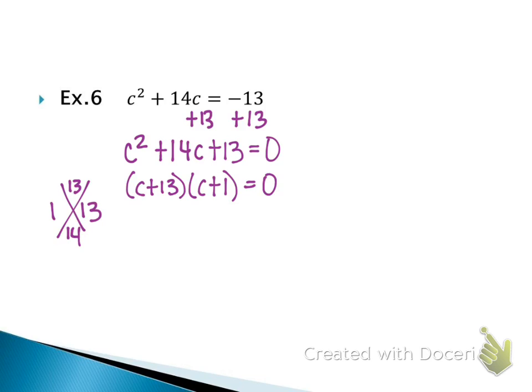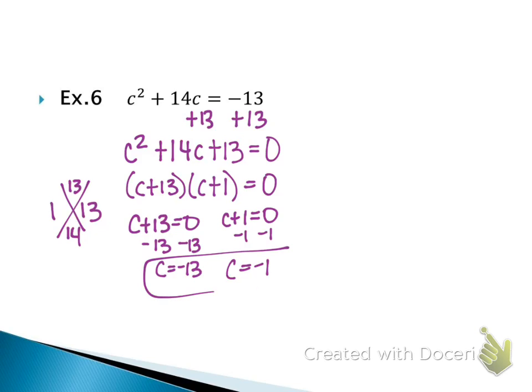Once we do that, once we're done factoring, we're ready to set up our equations. Any volunteers to tell me what my equations will be? Jaquan? C plus 13 equals 0. C plus 1 equals 0. And then I have to solve both of those. Jamal Dixon? C equals -13. Good. C equals -13. And the other one? C equals -1. Got my two answers. We are all done with that problem.